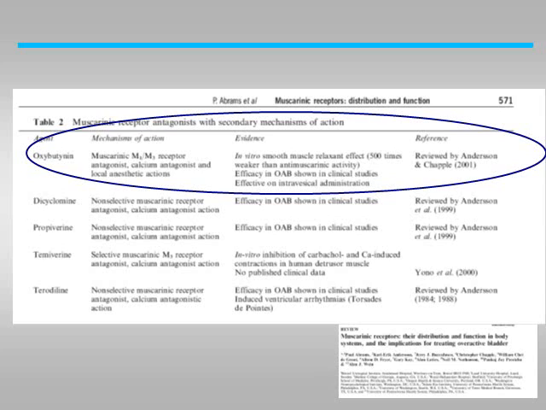So oxybutynin is considered a drug that can be used in the treatment of overactive bladder, trying to promote urinary retention. And so on this table, you'll see OAB, overactive bladder. You'll see it in some of the columns. You'll see a discussion of some other drugs. But here I'm just asking you to concentrate on oxybutynin.